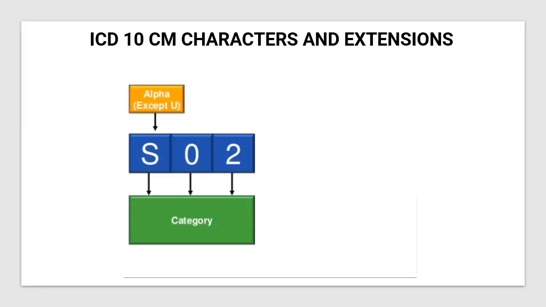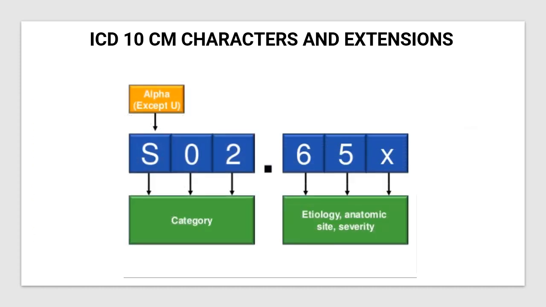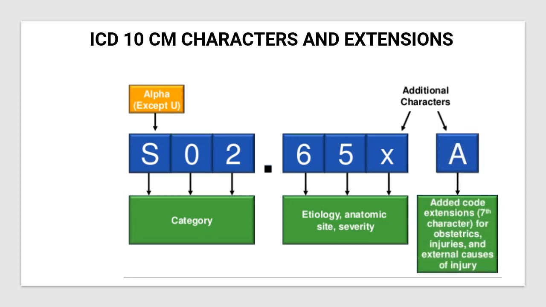The first three characters correspond to one of the 21 chapters in the ICD-10 tabular list. Characters 3 to 7 are used to identify etiology, anatomic site, and severity of disease or injury. Some codes will indicate laterality, specifying whether the condition occurs on the left, right, or is bilateral. Diagnosis codes are to be used and reported at their highest number of characters possible.